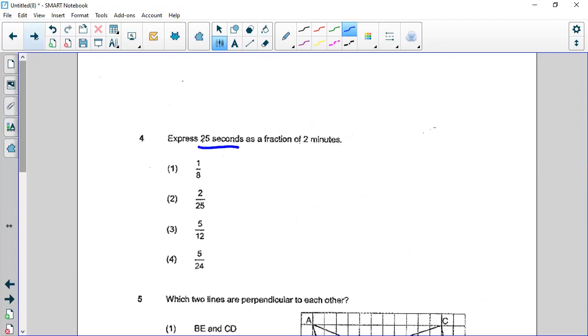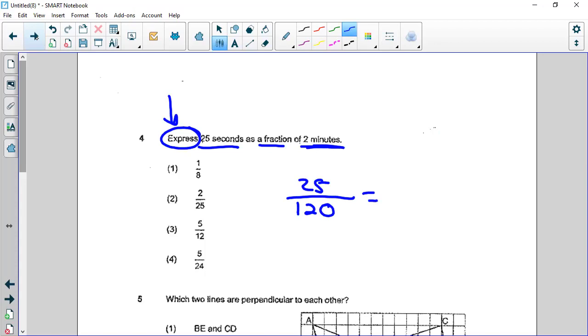Now, express 25 seconds as a fraction of 2 minutes. So how do you get your fraction when you see the word express? The numerator is the first number, which is 25 seconds, and you will need to change the minutes into seconds. So 60 times 2, 120 seconds. So when you write your fraction, everything must be in all seconds, must all be the same. Okay, now 25 over 120.